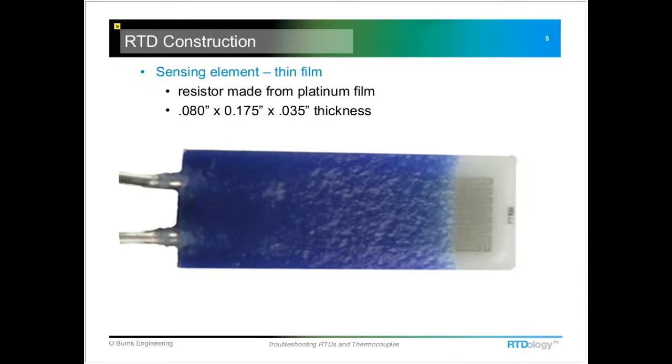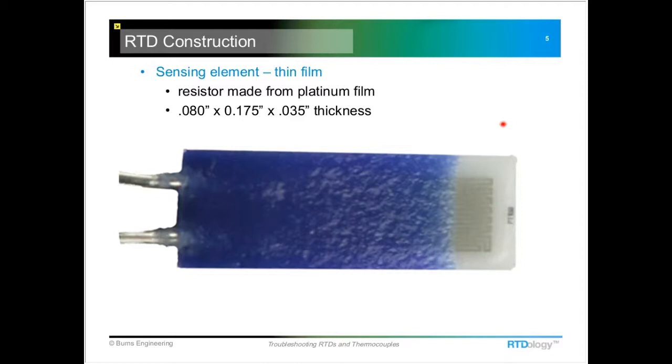This uses just a thin film of platinum deposited on a ceramic substrate, and you can see here the little traces of platinum. And then that area is covered with this glass material, which helps hold the external lead wires in place. This is a pretty typical size, about 80 thousandths by 175 by 35 thousandths thickness.